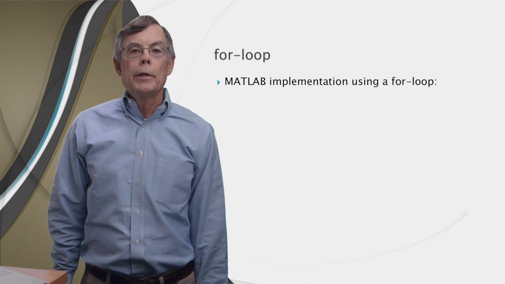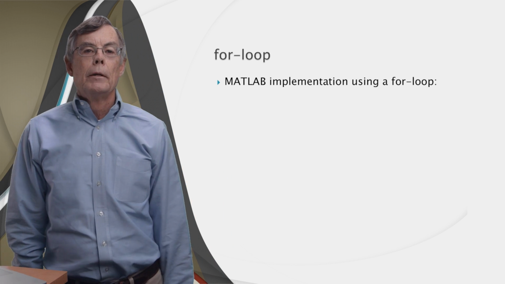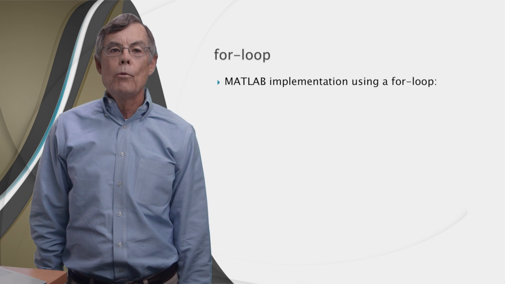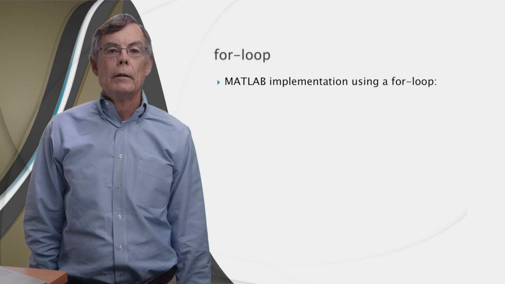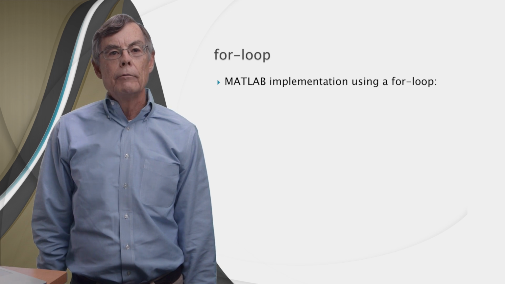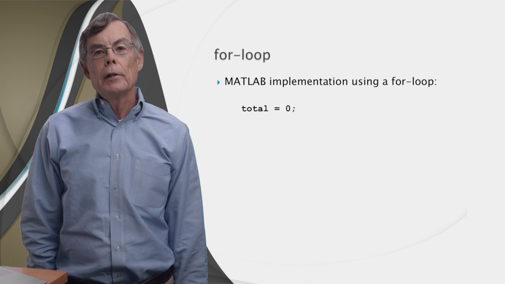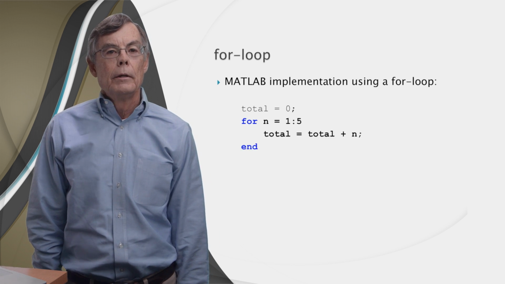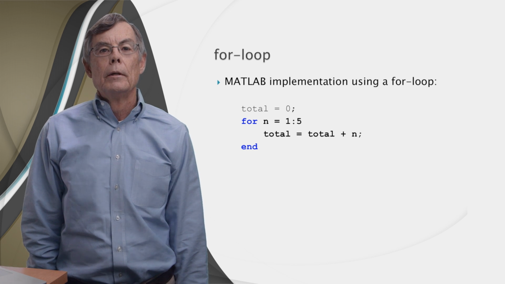Now we're ready to see how we can implement this algorithm in MATLAB. The most frequently used loop construct in MATLAB is called the for loop, and that's what we need. Let's see how we can use it to add 1 through 5. We start by initializing the variable total to 0, just like we did in our algorithm. Then comes our for loop.